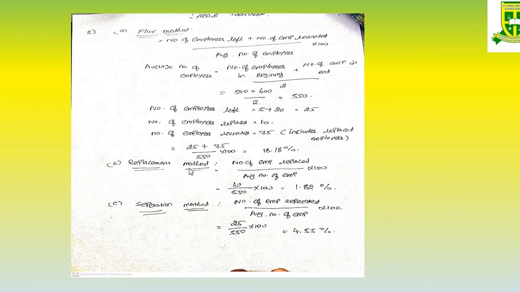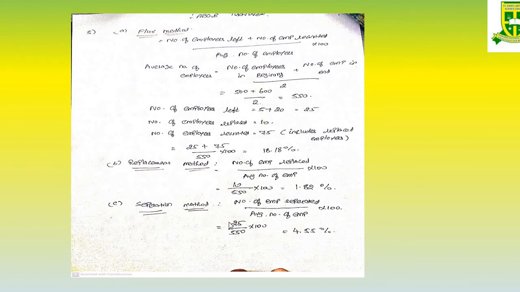And the next one is the replacement method. What is the replacement method? Number of employees replaced divided by average number of employees, into 100. Girls, I have used the short form here. Don't use the short form; you have to write the full average number of employees. Out of 75 recruited for the year, only the 10 has been taken for the old positions. So 10 by 550 into 100, which is 1.82%, is the labor turnover for the particular month.